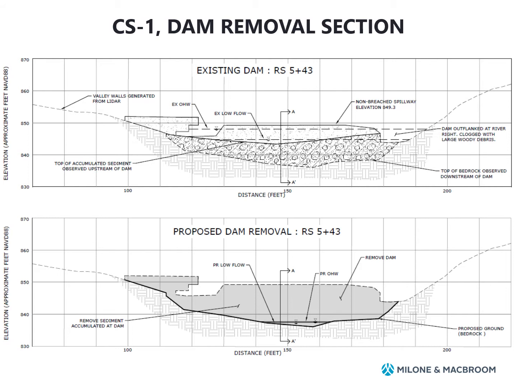These two cross-sections show the dam in its existing state, as well as the sediment accumulated upstream of the dam in the upper cross-section, as well as the bedrock that's visible under the dam. The lower cross-section view shows the entire dam to be removed. You can see that it's down to bedrock, with the idea that all of the bedrock would stay in place.